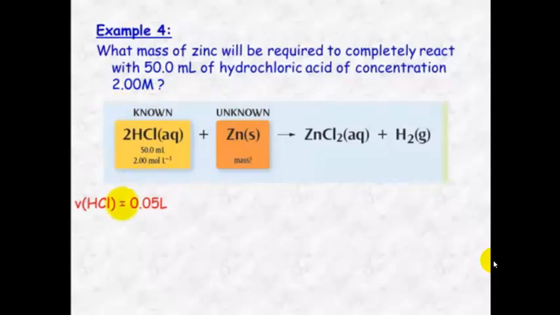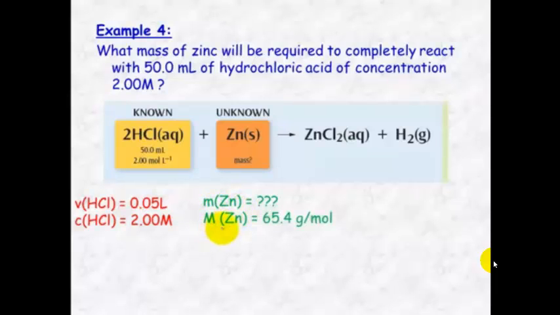So I'm going to put all of that information down. My volume of hydrochloric acid is 0.05 litres. Remember, volume has to be in litres. And my concentration is 2.00 molar. I'm trying to find out the mass of zinc, and I always know the molar mass of zinc, so I may as well write that in straight away too. That equals 65.4 grams per mole.